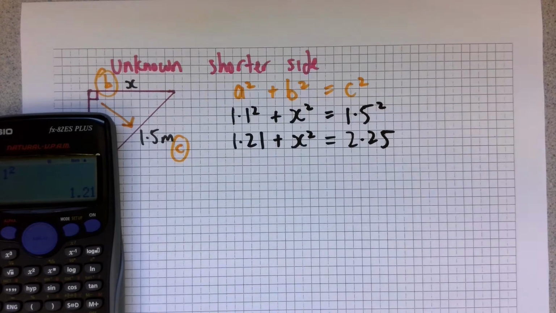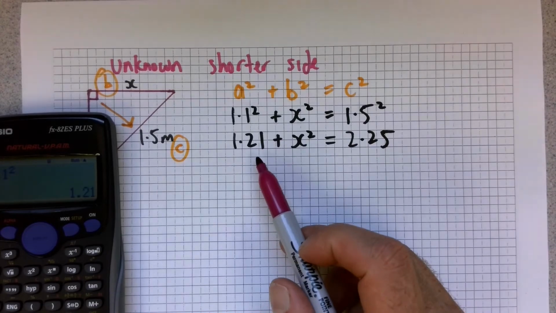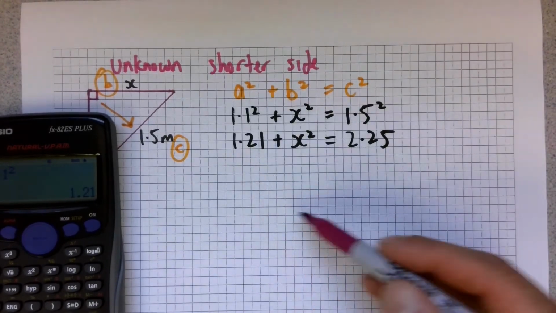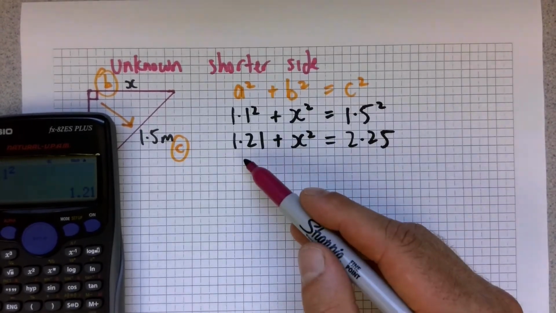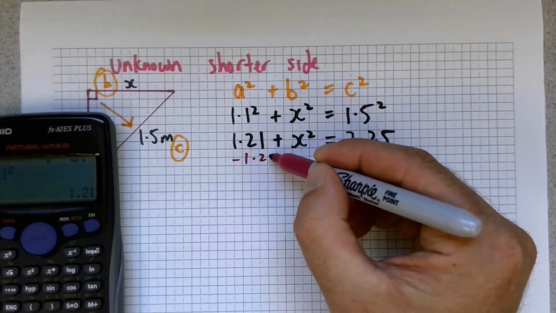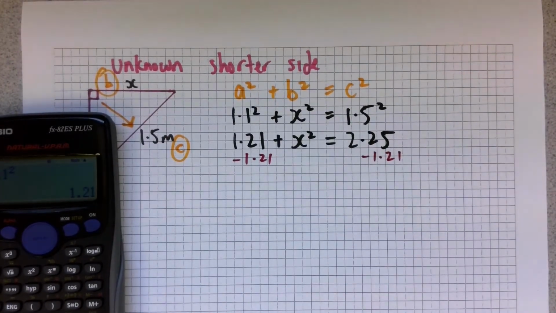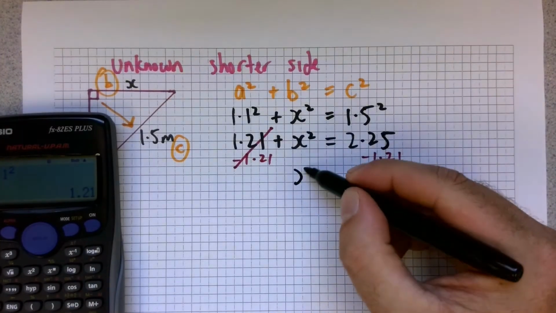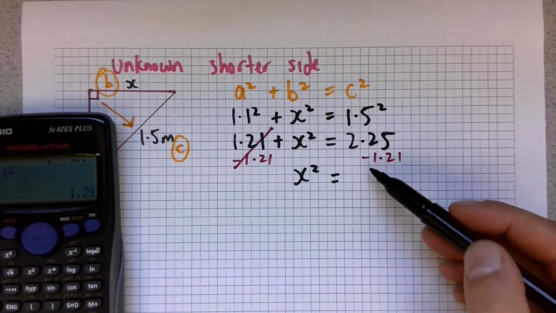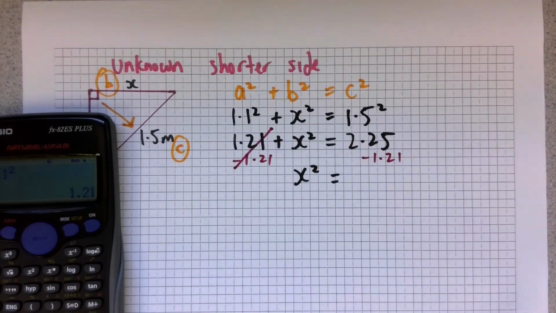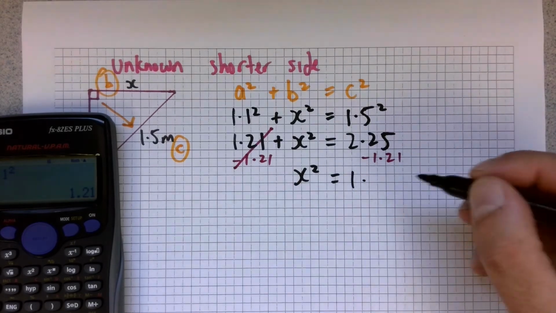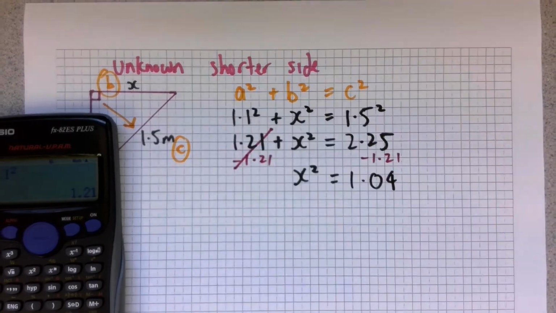Okay. Now we're at a stage where we're going to use a little bit of algebra to solve. So we want to isolate the x. And because I've got 1.21 on the left-hand side, to remove that, take it over to the right-hand side, I'm going to subtract it from the left-hand side. But if I do that, I also need to subtract it from the right-hand side. So I'm then left with x squared equals 2.25 minus 1.21, which would give me 1.04, if my maths is correct.